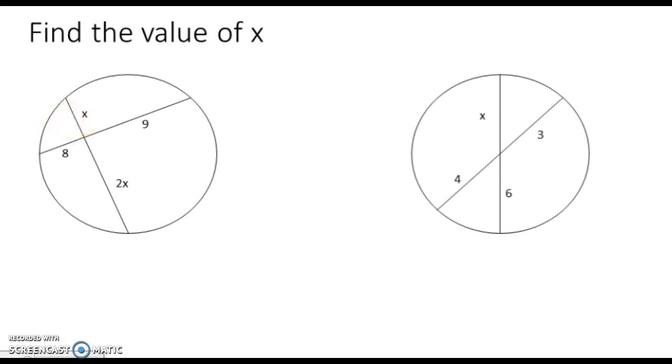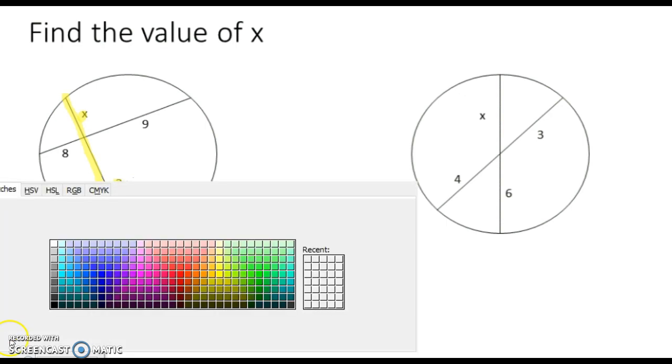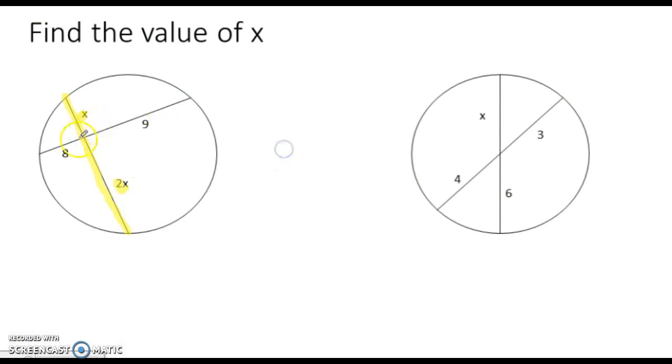So we have to ask ourselves, what are we given? In this case, we're given two chords. Remember, a chord is something that goes across the circle and has endpoints on the side of the circle. So these are two chords. I'm going to color code them. We have this yellow chord, and its values are x and 2x. And then we also have this green chord, and its lengths are 9 and 8.